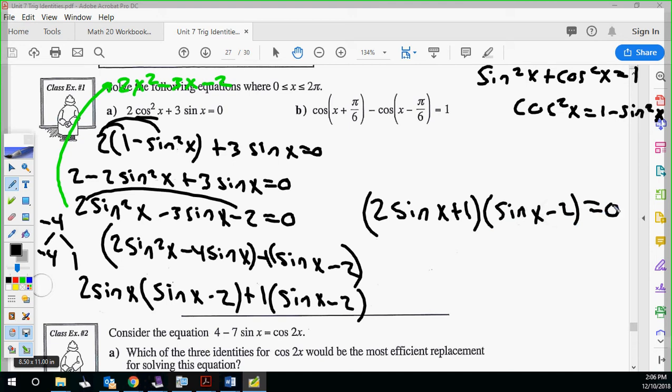So those are equal to 0. So what do we want? Yeah, we want the zeros. So sine x equal to e negative 1/2. Good.